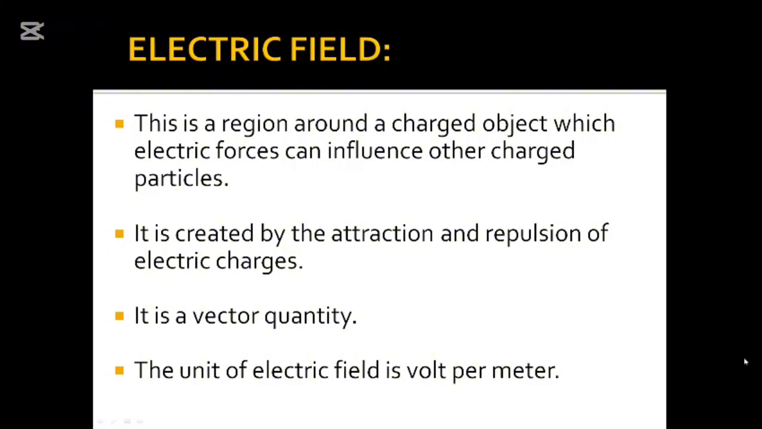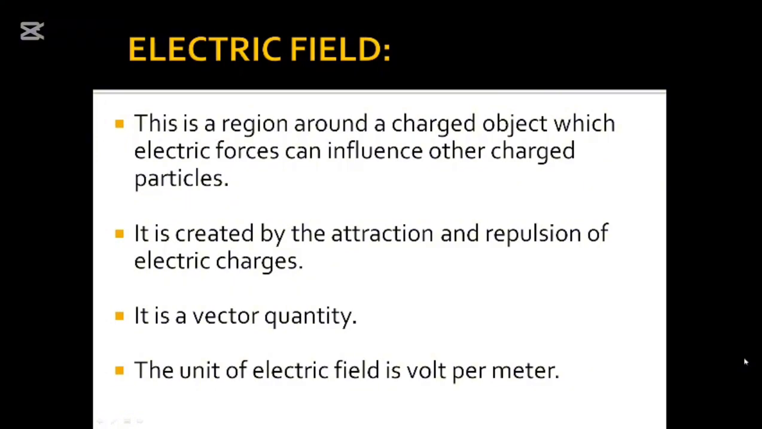And the unit of electric field is volt per meter. We'll explain why as we move on. This is the first thing you need to know about electric field. For example, in an examination, if they ask you, what is electric field? I want you to put this down: the definition of electric field, how it is produced, what it is, either a vector or a scalar, which is a vector, and then the unit of electric field. You've done justice to that question.